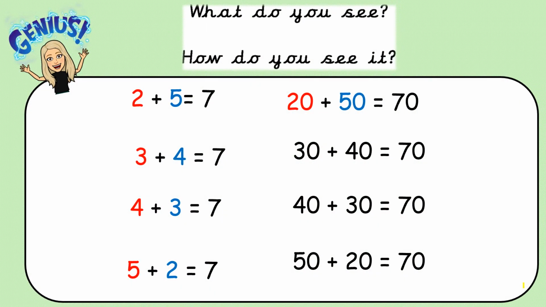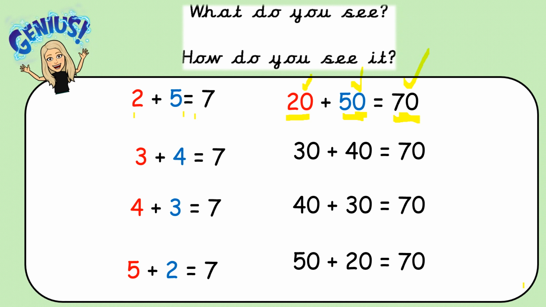Okay, let's have a look. 2 and 5 is equal to 7. So 20 and 50 is equal to 70. I've put a 0 in the 1's house, so instead of 2, this number is 20. I've put a 0 in the 1's house, so instead of 5, this number is 50. And a 0 in the 1's house, so instead of 7, the number is 70.